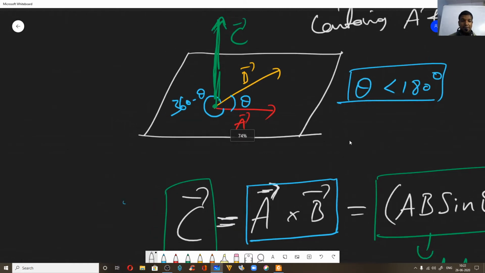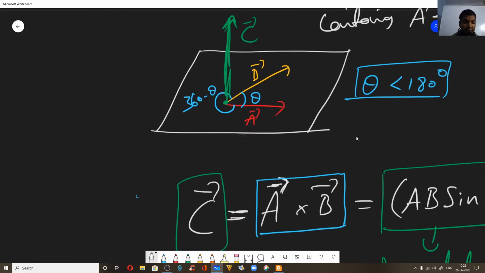vector C is making an angle of 90 degrees with the plane, correct? Let me erase this 360 minus theta and everything. So this is the angle theta. Let this be there, because it looks less than 180 degrees.